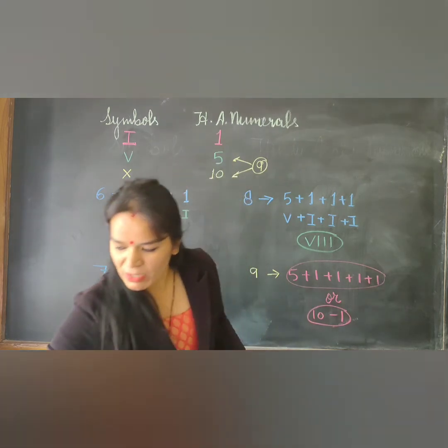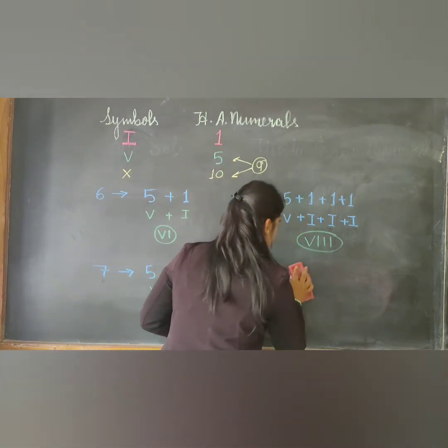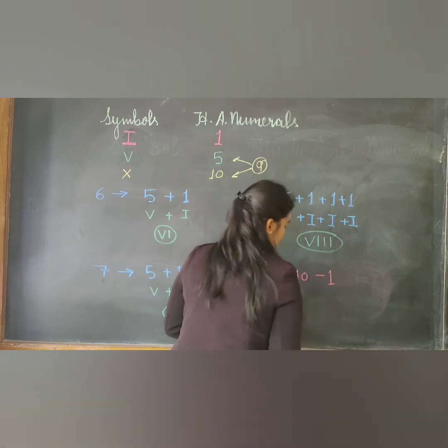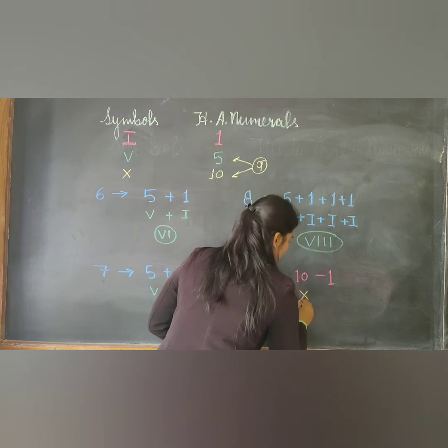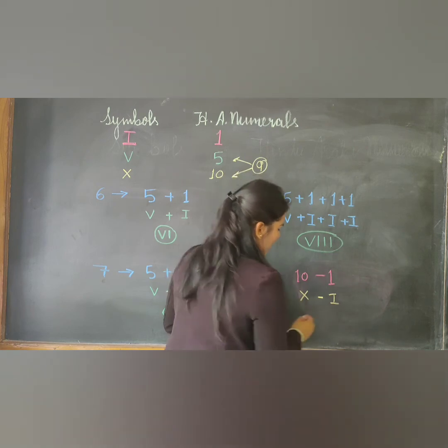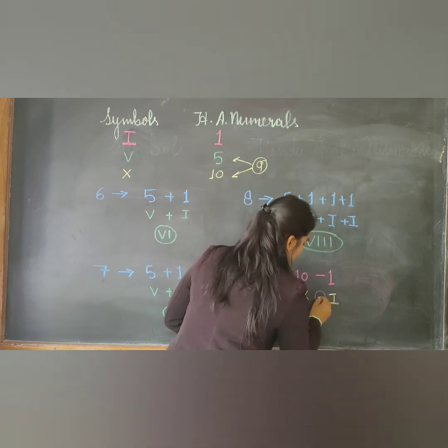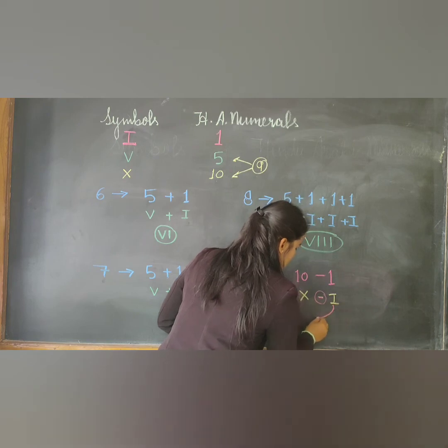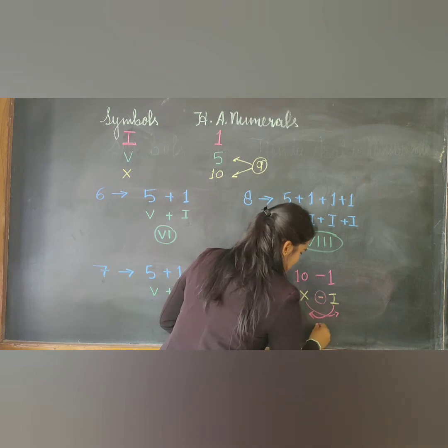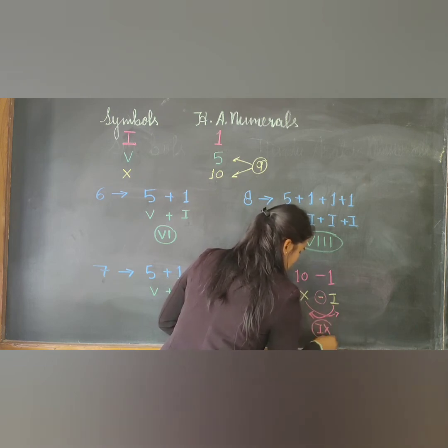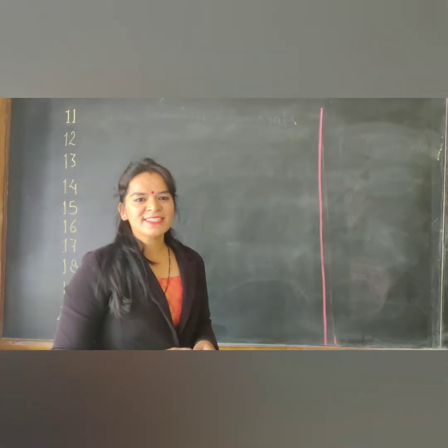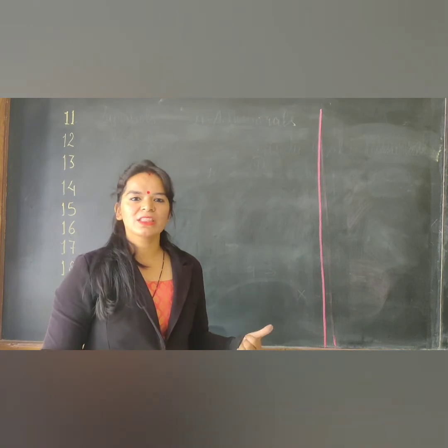Now, how to do it? Have a look. For that, we'll do 10 minus 1. Now, we know that for 10 we use X, and for 1 we use I. As I told you, when there comes a minus sign, we write the second one at first and the first one at second place. So it becomes IX. So for 9, what do we write in Roman numerals? IX.